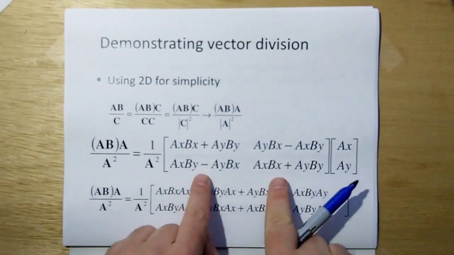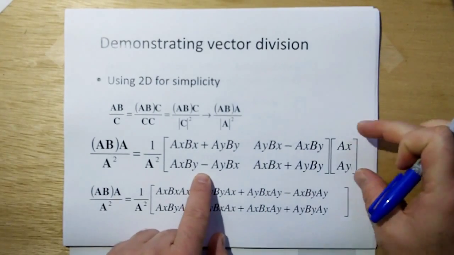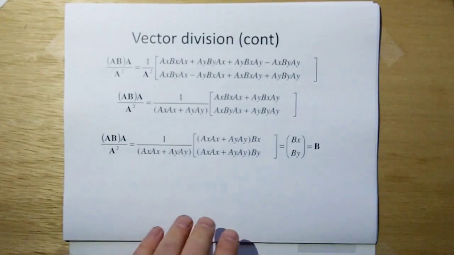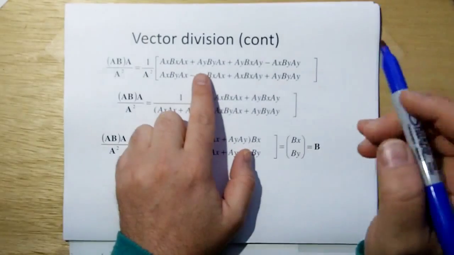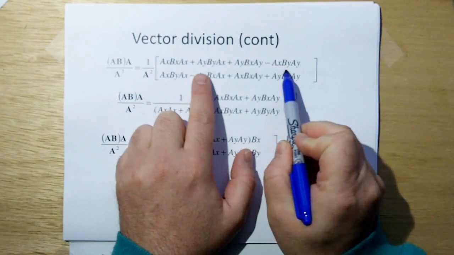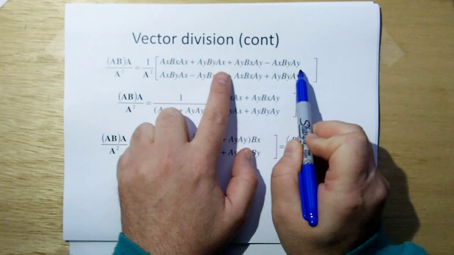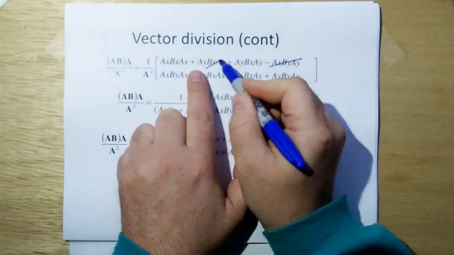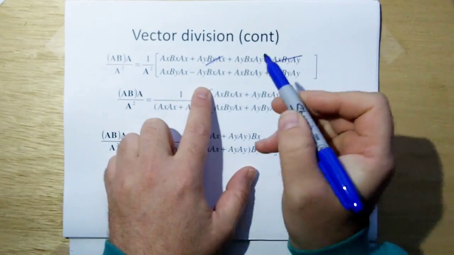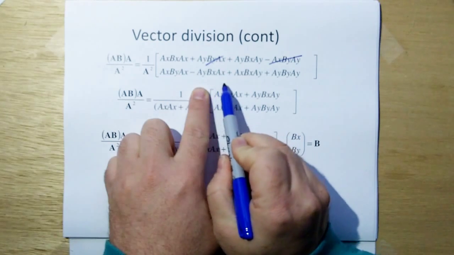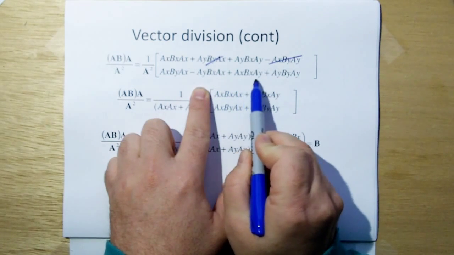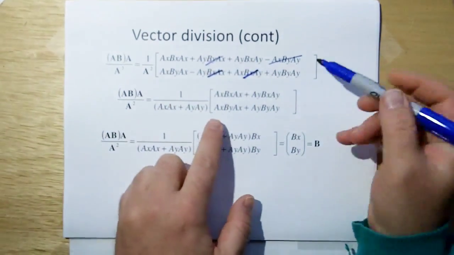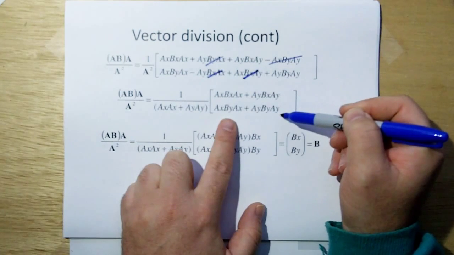So this is the AB matrix with the vector A multiplied, and we're going to multiply through. And we end up with this. I'm going to carry this down to the next slide. And now if you notice here, we have minus AX, BY, AY. This is AX, BY, AY. So this cancels with this. And this guy, which is AY, BX, AX, AY, AX, BX, this cancels with this. And so you bring the other terms down, you end up with this.